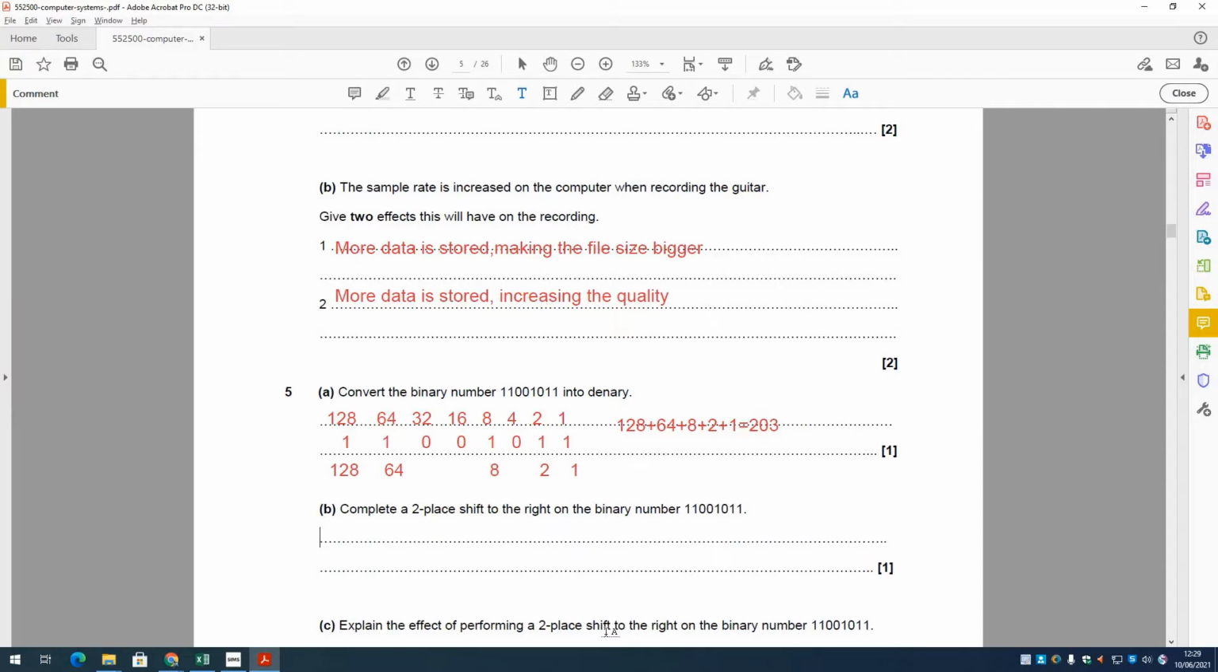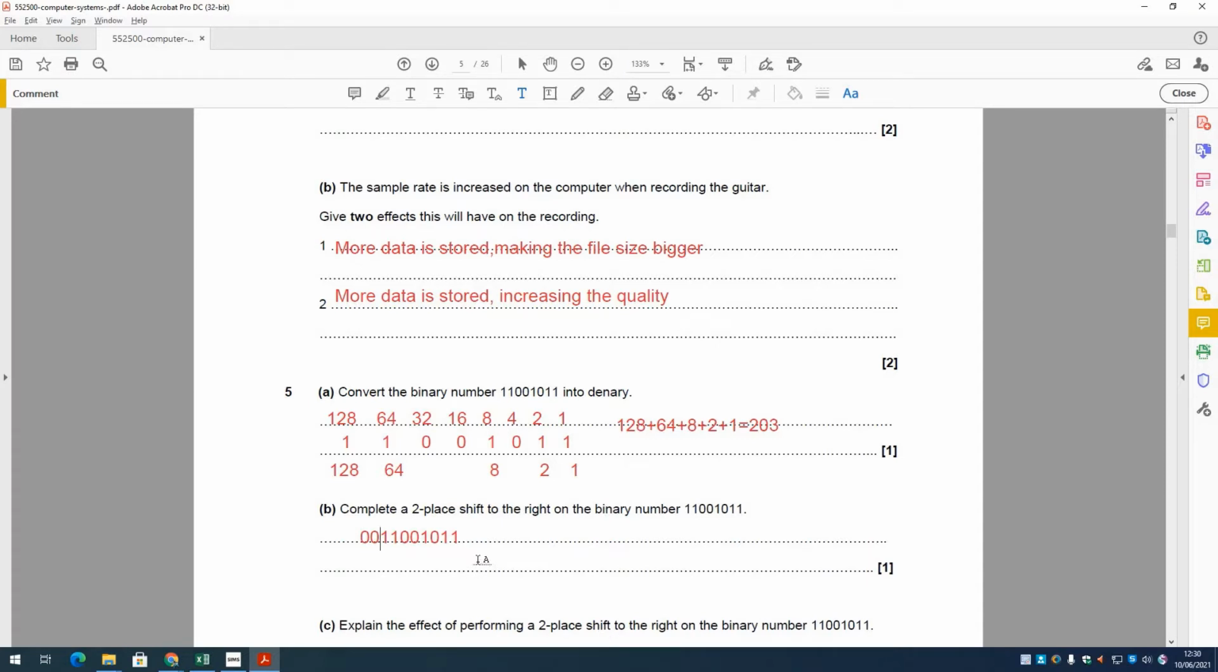Complete a 2-place shift to the right on the binary number. So when we shift something to the right, it's a bit like timesing by 10. If you think about it, we've got 1 1 0 0 1 0 1 1, and if we shift it 2 places to the right, it's like going 1 shift, 2 shifts, and each time you shift it, you put a 0 on. So you do a shift and add a 0, shift, add another 0 at the beginning. Therefore, this would be our final answer.